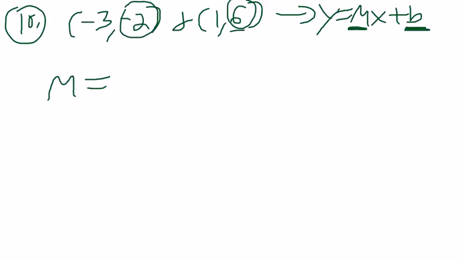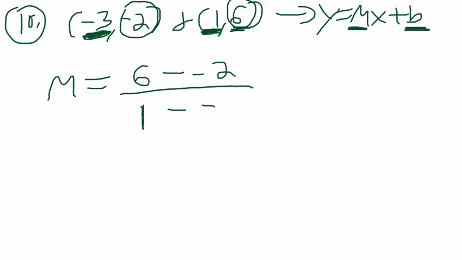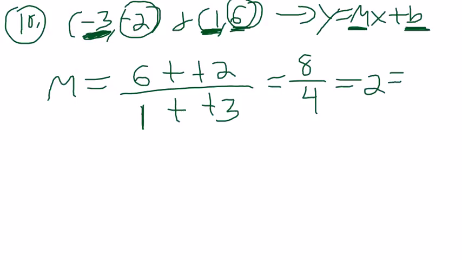I'm going to start with the bigger number, 6. That's what I like doing. Don't always have to do that. I'm going to do 6 minus the other y value of negative 2. If I start with that 6, then I have to start with this 1. So then it's 1 minus this x value here of negative 3. Now if I'm subtracting negatives, these change to positives. So I get 6 plus 2 is 8, 1 plus 3 is 4, 8 over 4 is 2. That's my slope.